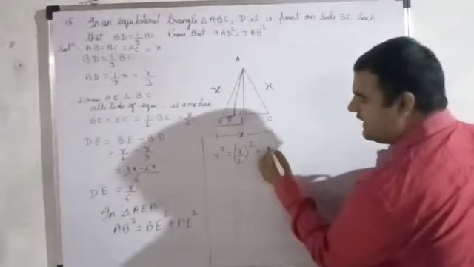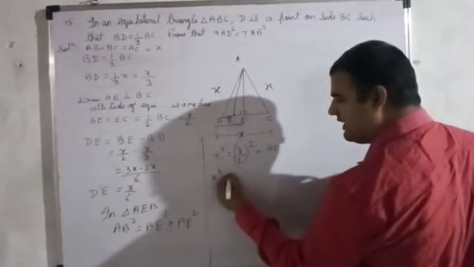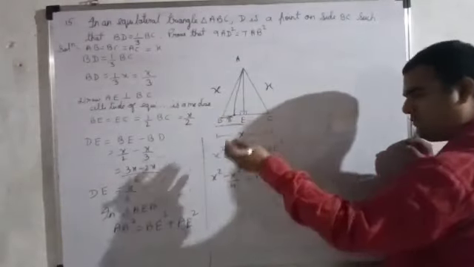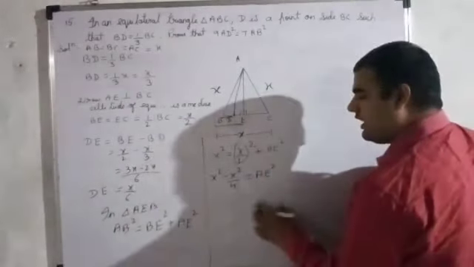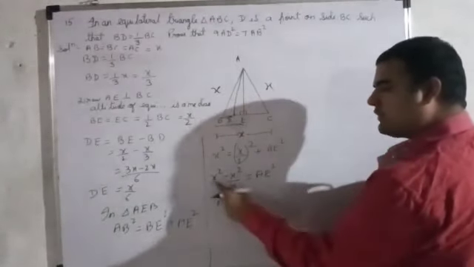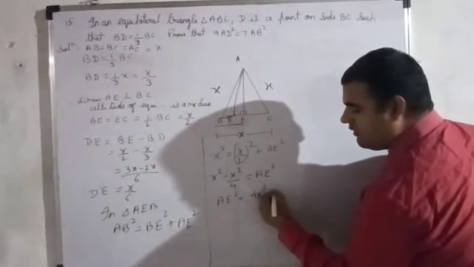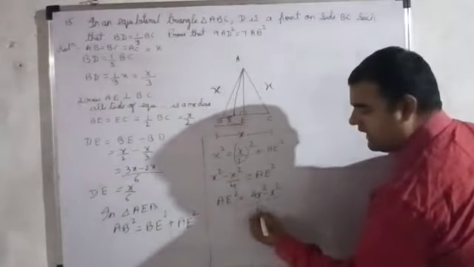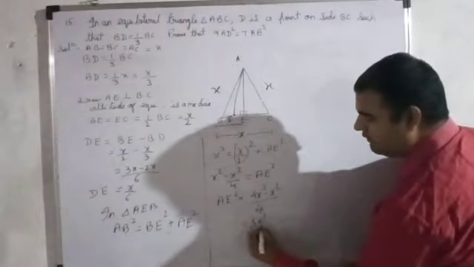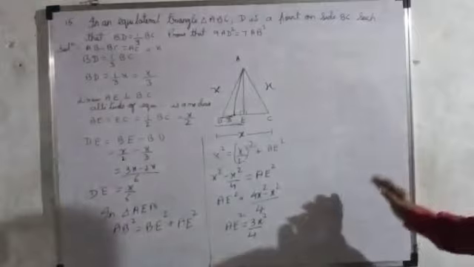Now only AE we need to find. So simple, AE square stays here, send the other term there: x square minus x square by 4, and this will be AE square. We have transposed that side. Now AE square equals 4x square minus x square upon 4. 4 minus 1 is 3, so AE square is 3x square upon 4. Simple.